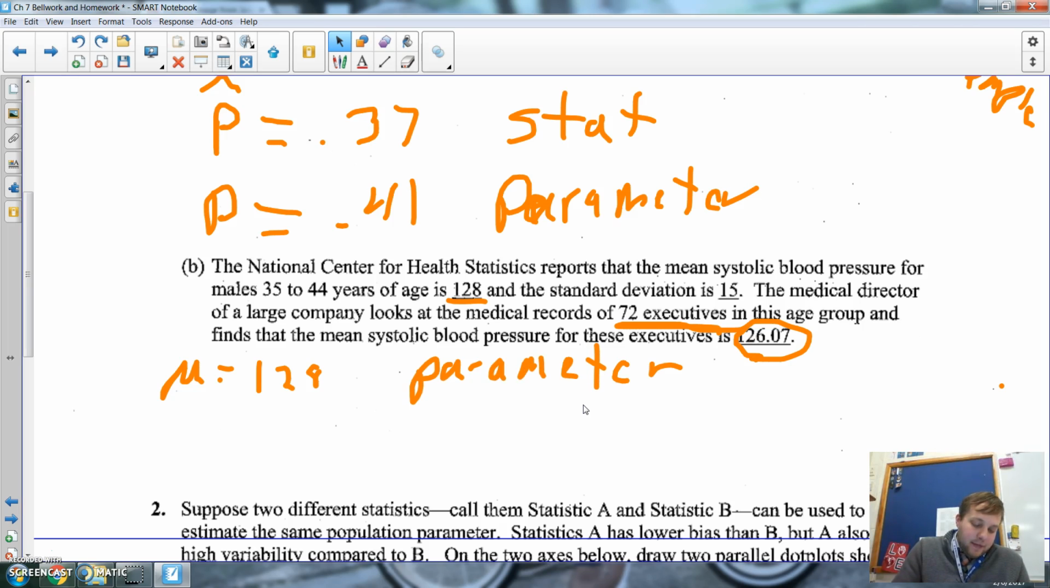And then I'm going to use x bar for 126.07, because that is just our sample, the sample of the 72. And that's called a statistic.